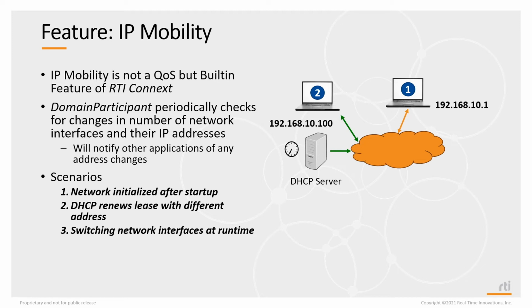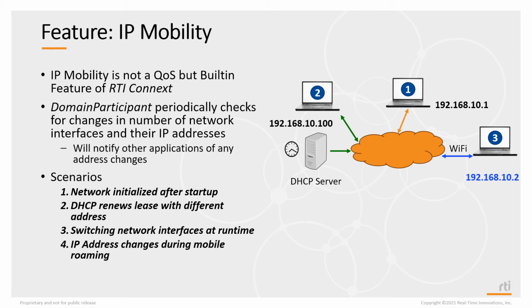Switching network interfaces. I have a computer, I'm sitting in a conference room, I'm connected to the Ethernet, but then I want to move throughout the building. I want to take my laptop with me. So what I do is I turn on the Wi-Fi, then I disconnect myself from the Ethernet. If I'm using DDS at that time, I don't want my DDS connection to be disabled. I don't want to have to restart my application to use that new Wi-Fi interface. I want it to happen automatically. And with IP mobility, DDS does just that.